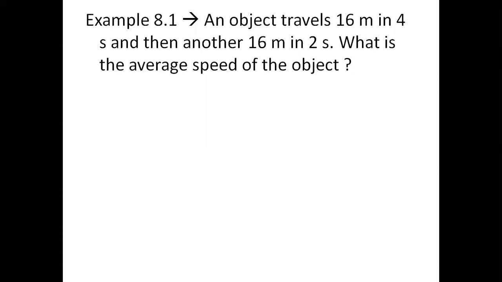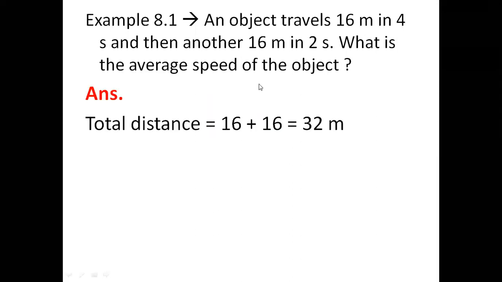So we have learned the average speed formula, and they have said that an object is traveling 16 meter in 4 seconds and then 16 meter in 2 seconds. They are asking us to please find out average speed. Now it's a very simple thing. For average speed, we require total distance and total time. For finding out total distance, जितना भी distance दिया है, we just add them. So what is the distance given? 16 meter and 16 meter. 16 plus 16, 32. So 32 is the distance. ठीक है? ये पता चला total distance is 32.